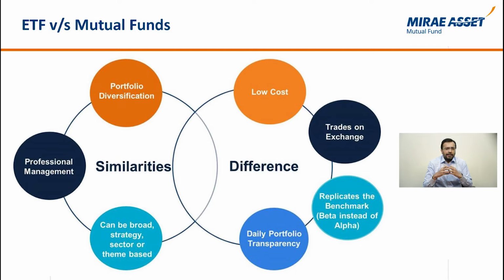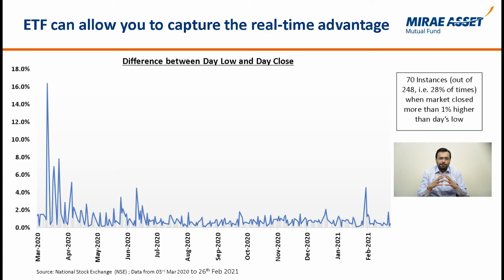Second is it's traded on the exchange. So first is mutual fund. When you want to make a purchase, you can get the closing NAV of the fund. But in the case of an ETF, because you are buying it on the exchange, you can get the benefit of the intraday price of the security. So the difference is it is traded on the exchange and you can get the benefit of intraday prices.